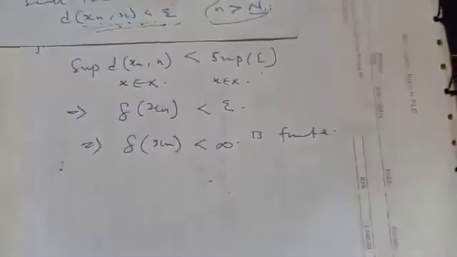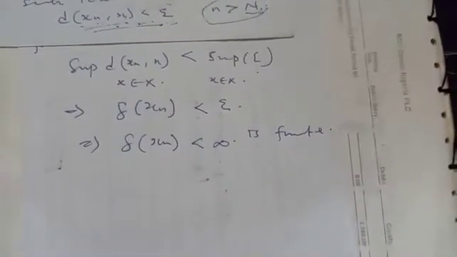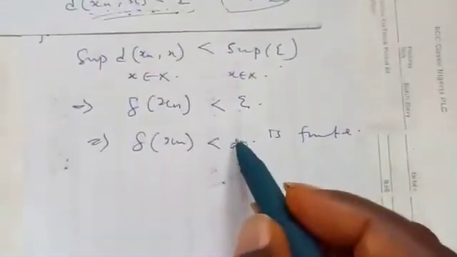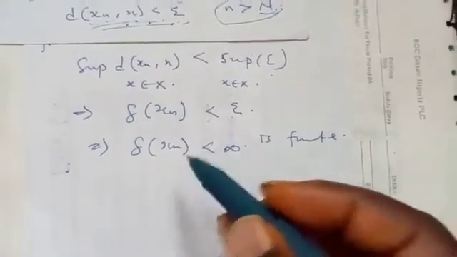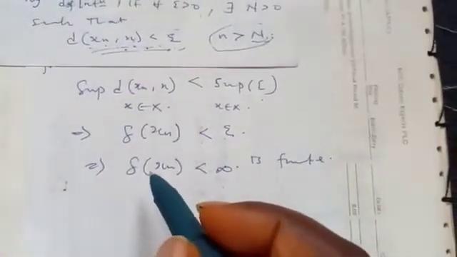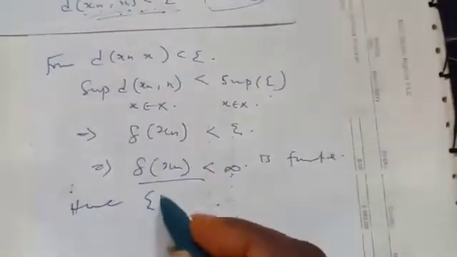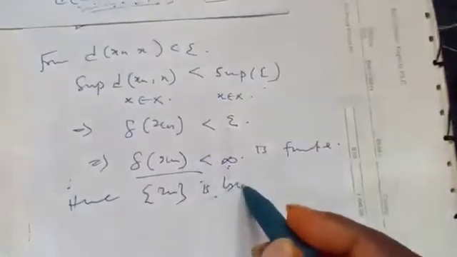And by the definition of a bounded sequence, or a bounded set, we say that if the diameter of a set is finite, then the set is bounded. So you see that the diameter here is finite. So definitely this convergent sequence is bounded. So hence Sn is bounded, and that completes the proof.